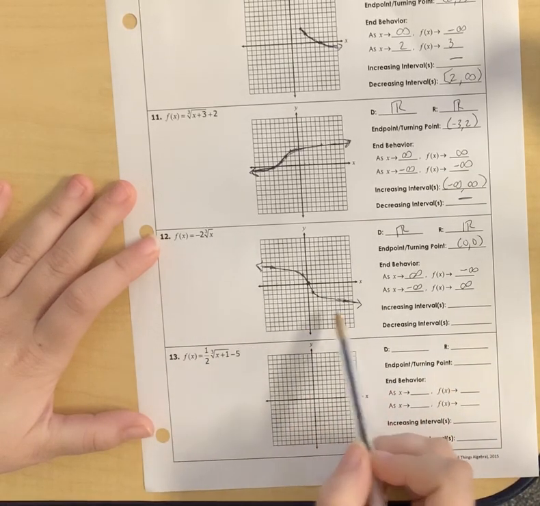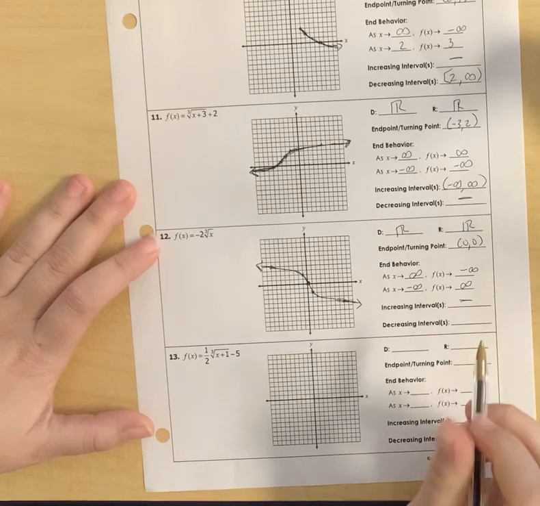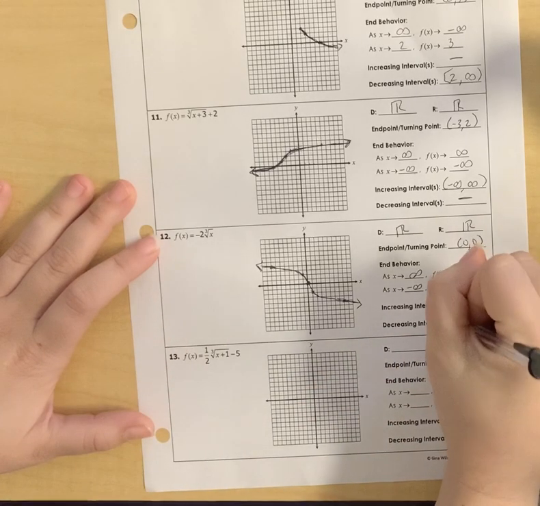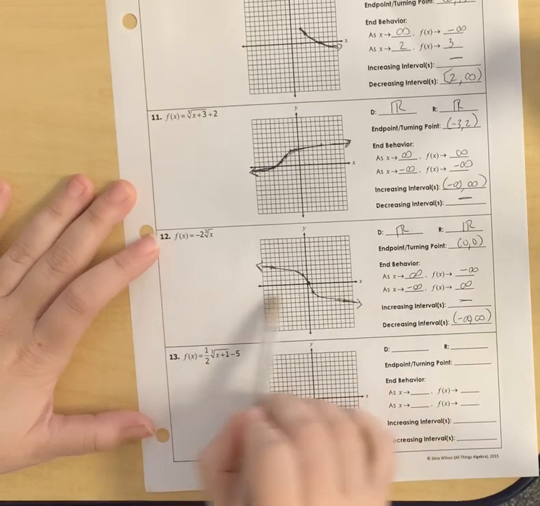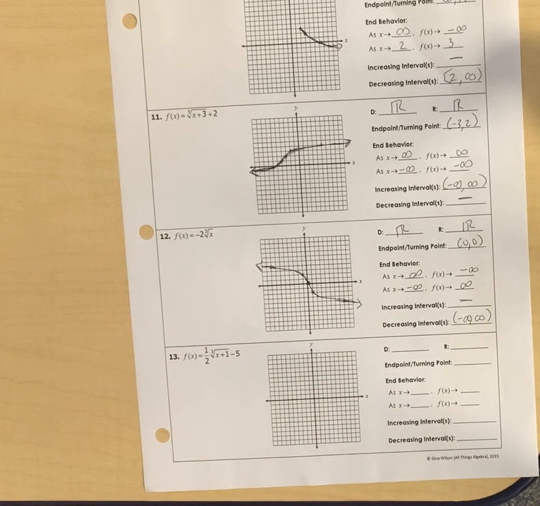Okay, this time we have a decreasing interval. So mark out increasing, and then on decreasing, you would say negative infinity to positive infinity because it hits all of the values, since it's decreasing the whole time.